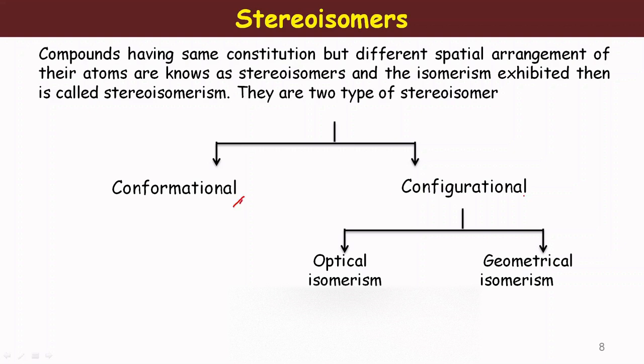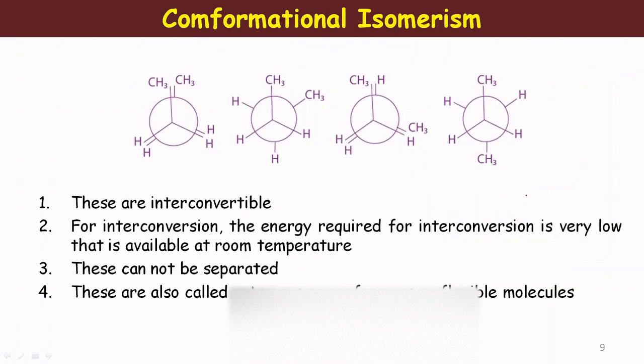Conformational stereoisomers are interconvertible with a minimum amount of energy. That is, for interconversion they need a very small amount of energy that can be obtained at room temperature itself. Since the energy required for interconversion is small, this happens very quickly, so these cannot be separated out. These are called conformers or flexible molecules, sometimes also called rotamers.